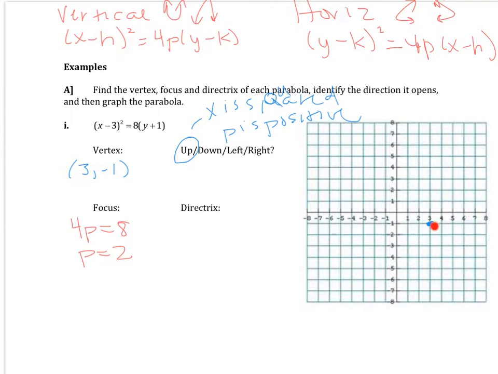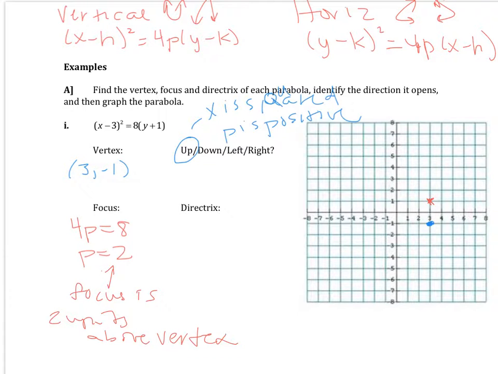So if the vertex is here at (3, −1), the focus must be up 2 units at (3, 1). I like to just put a little x instead of a point, but the focus is really a point, an invisible point on your parabola. So the focus is 2 units above the vertex. And it's above in this case because we're looking at a vertical parabola that's opening up.